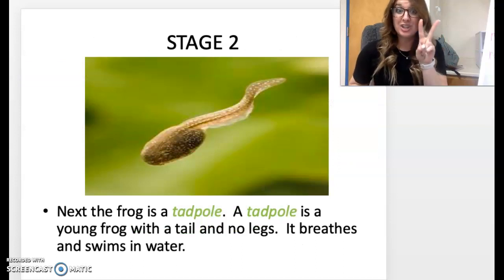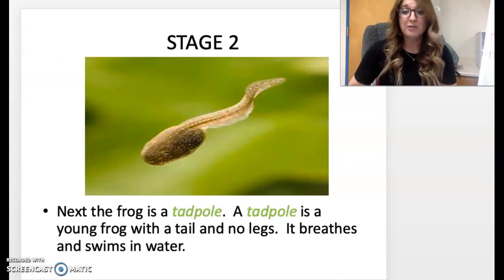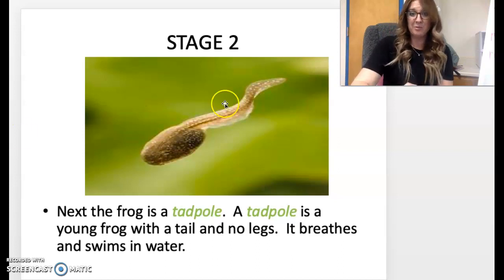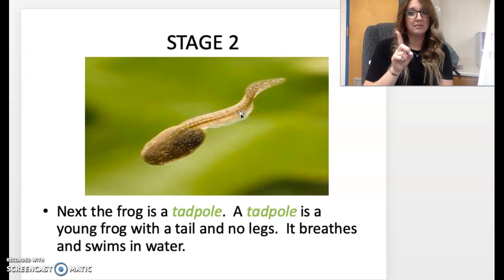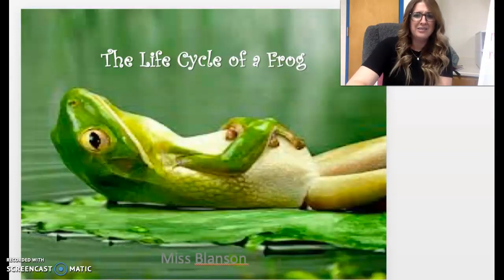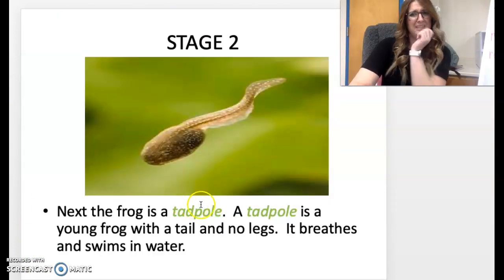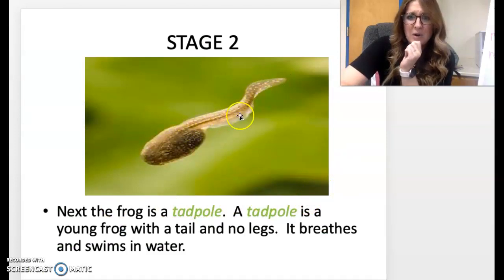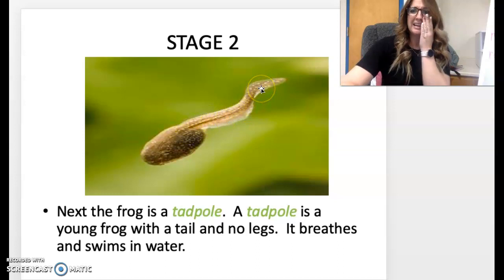Then stage 2. Next, the frog is a tadpole. A tadpole is a young frog with a tail. Whoa, look at this long tail. And no legs. It breathes and swims in water. But wait a second. I know that frogs have arms and legs, but they don't have arms and legs here. They just have a tail, and it almost looks like a spine.